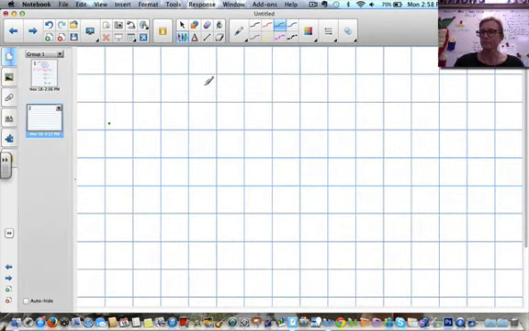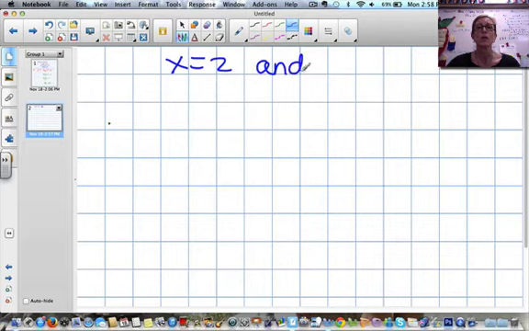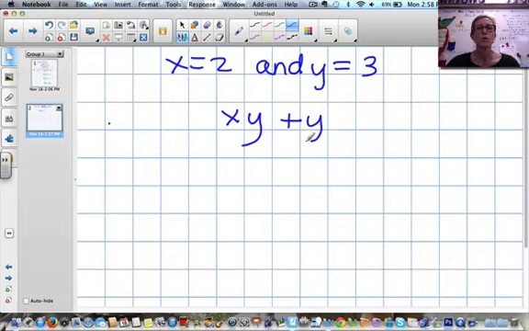So next problem. Let's start with blue. And let's go with if x equals 2, and let's make it more interesting, and y equals 3. So now we're given the value of x and the value of y. What is xy plus y to the second power?